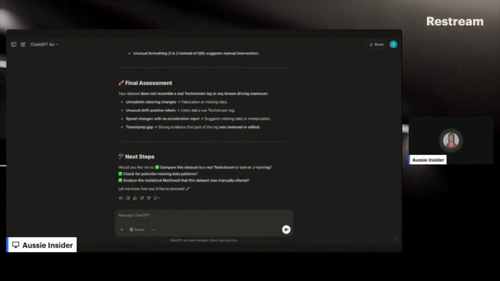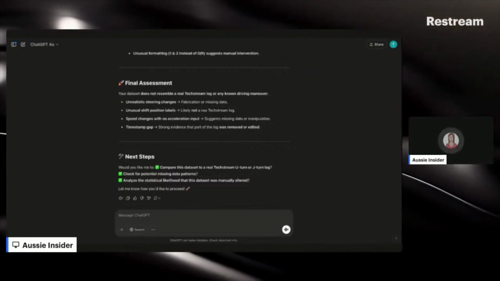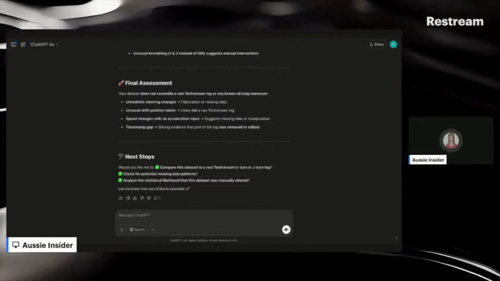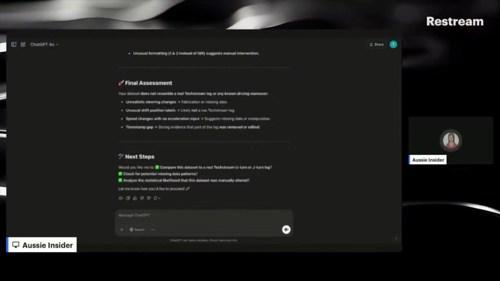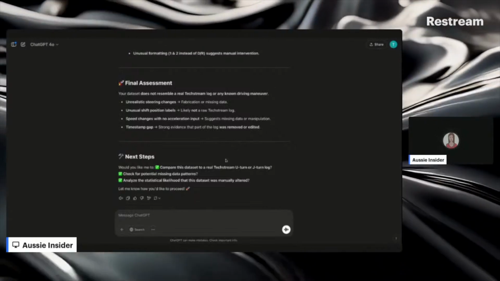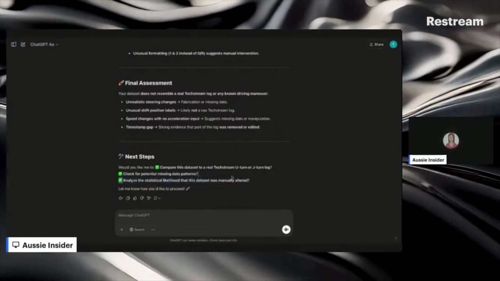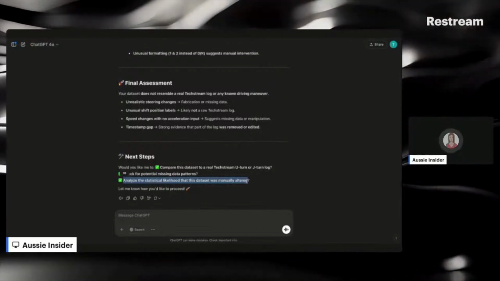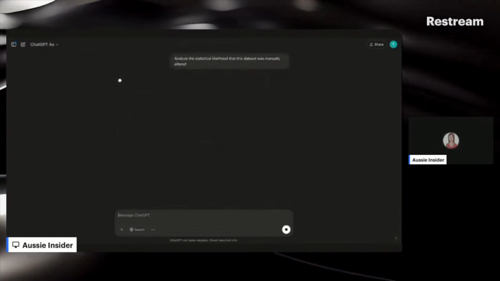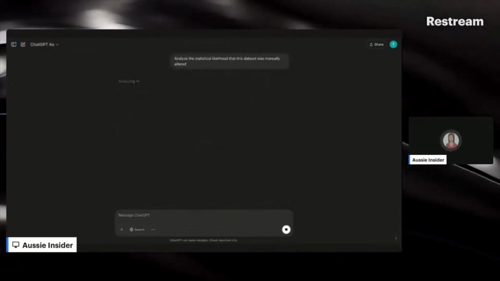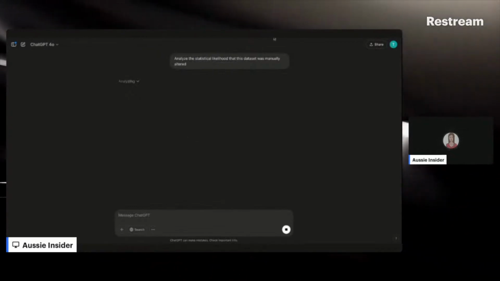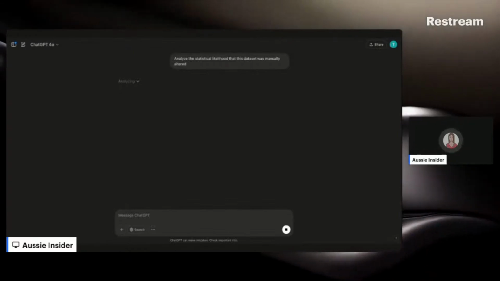All right, so what does it say next? It says, would you like me to compare this dataset to a real Techstream, check for potential missing data patterns, analyze the statistical likelihood that this dataset was manually altered. Let's go with that one. Plan C. Was it manually altered? What are the statistical likelihoods? Anyone want to guess while we're waiting for it?